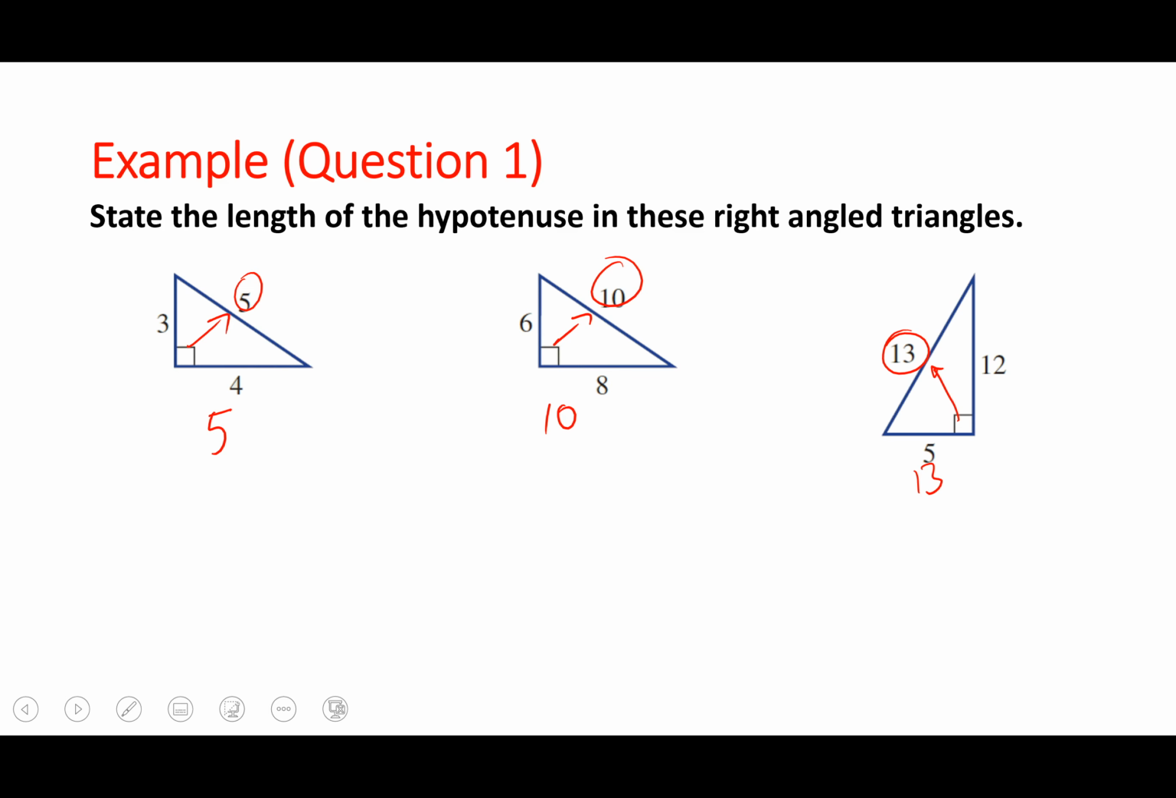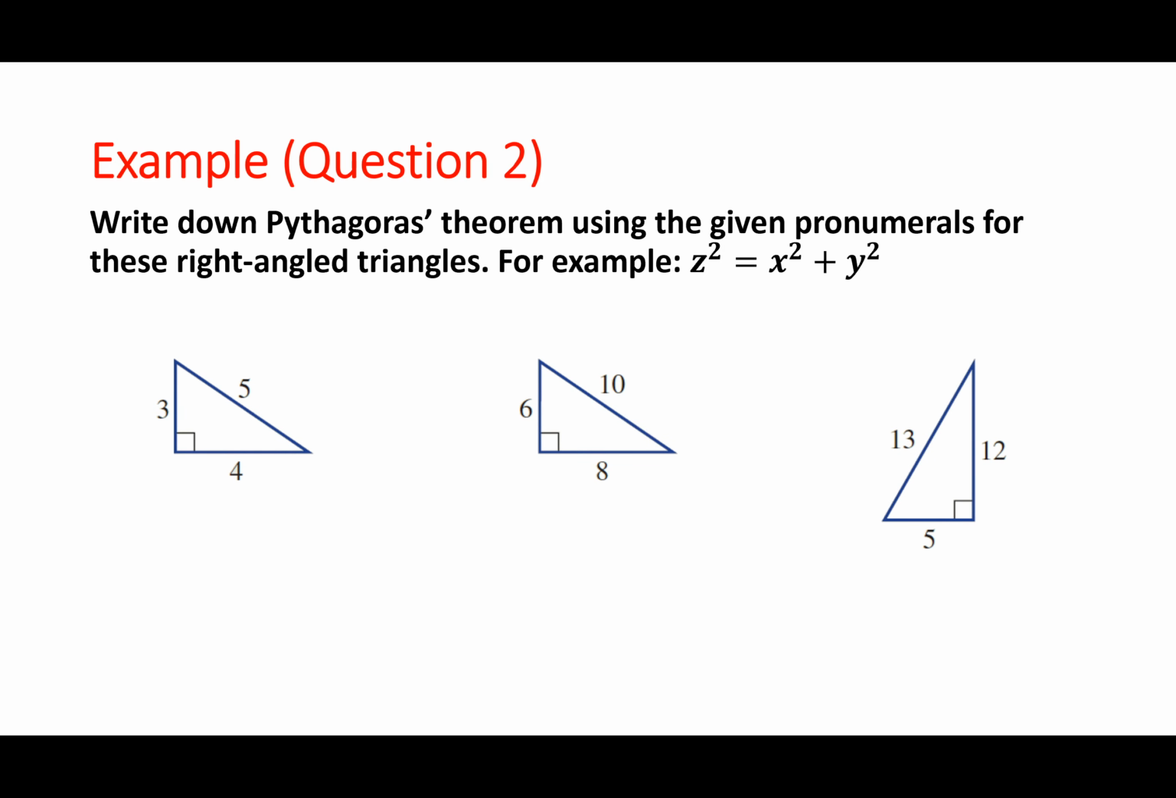Okay, so next we're going to write down Pythagoras' theorem using the given pronumerals, or numbers in this case, for these right angle triangles. I'm going to do a fourth one on top of this, but for these 3, all we have to do is say that the hypotenuse, so 5 squared, is equal to the sum of the other 2 sides squared. And that's all we have to do for this part.